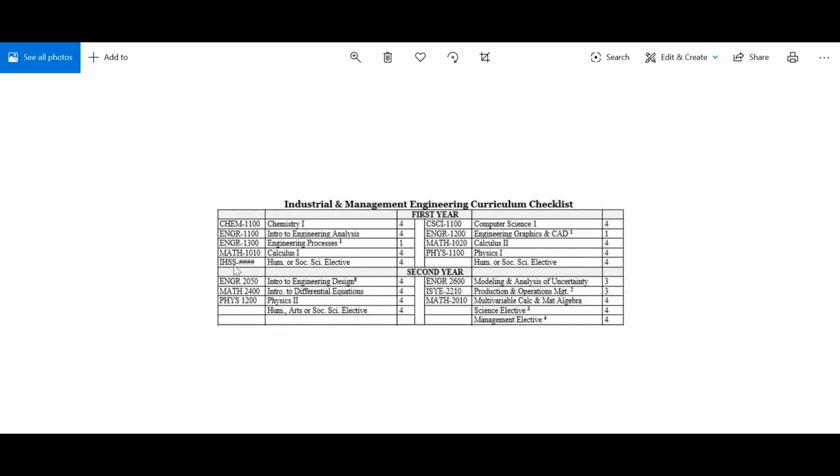Then you've got an IHSS course, which belongs to the Humanities, Arts, or Social Sciences, or HAS, education. At Rensselaer, you will take 20 credits worth of HAS courses, and one of them being an IHSS minimally.